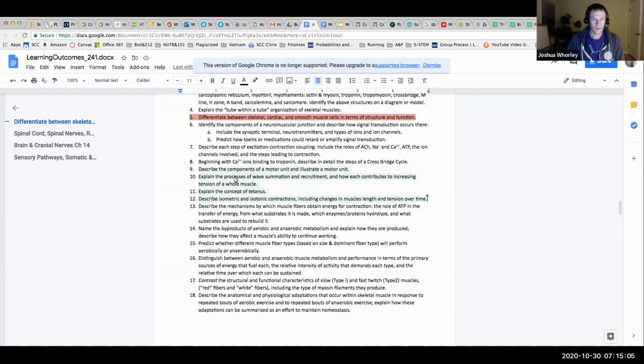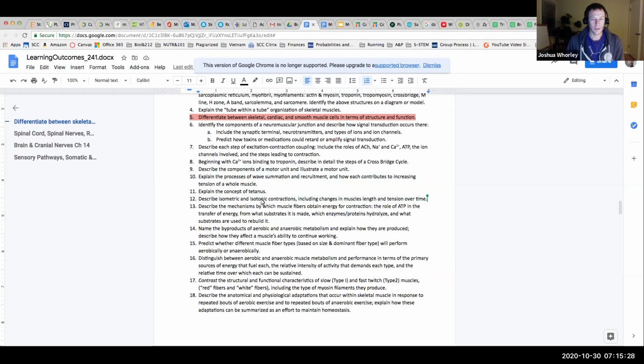So we're going to do basically these three that are highlighted in pale green here. Describing the components, motor units, and then explaining these processes that lead to contraction, which are wave summation and recruitment, and then explaining tetanus.